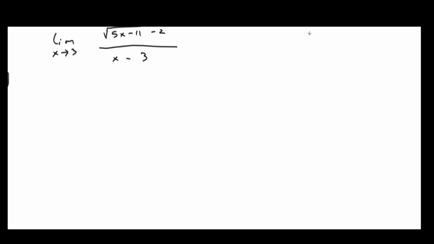So for example, if you have a value that's a plus b, you're going to have to multiply both the numerator and the denominator by a and b, but you have to swap the signs. So it'll be a plus b, a minus b. So in this case, our radical value here is going to be a, and -2 is going to be b. So we'll go ahead and multiply our numerator and denominator by √(5x - 11) + 2.